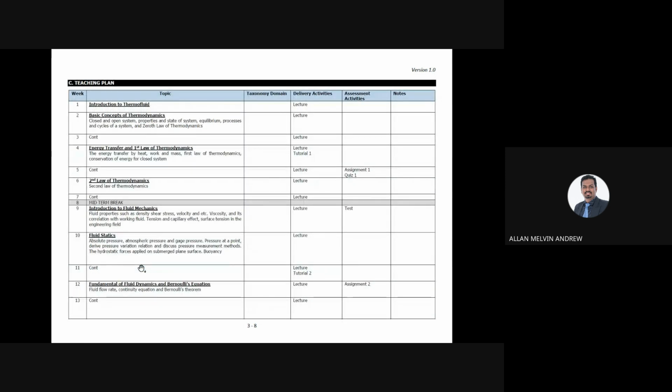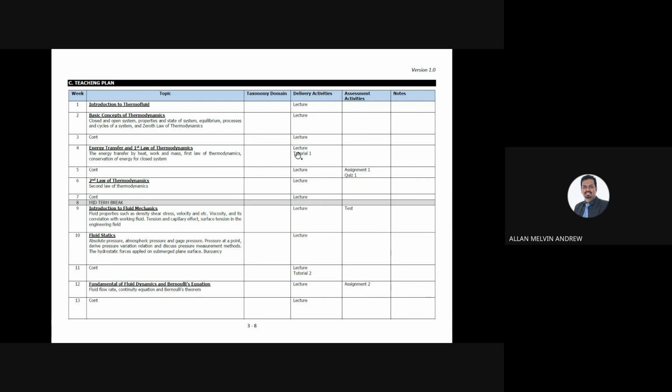So the teaching plan is just a reference, and we will be changing in between, but generally we will try to follow this teaching plan. Mostly the delivery activities will be lectures. Some chapters, if they are a bit long, we will divide into two, so we'll cover them in 2 weeks. Some chapters we will just finish in 1 week.